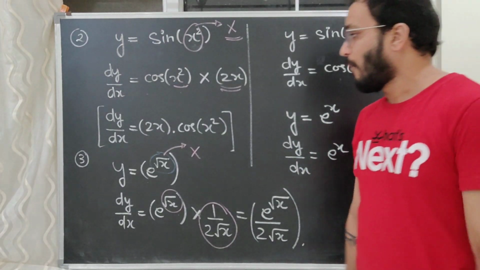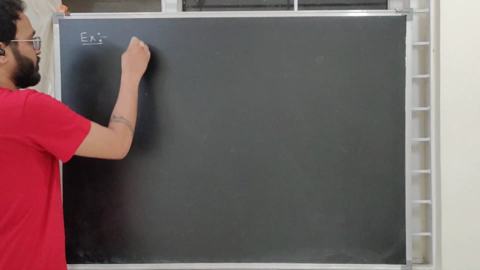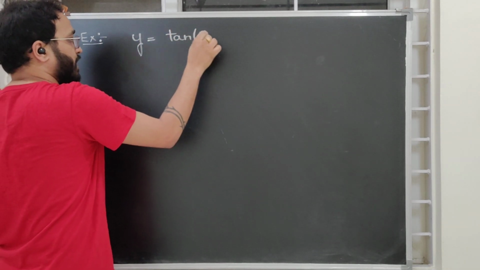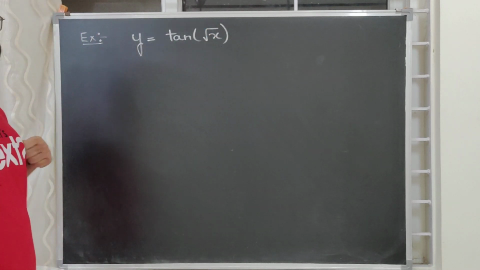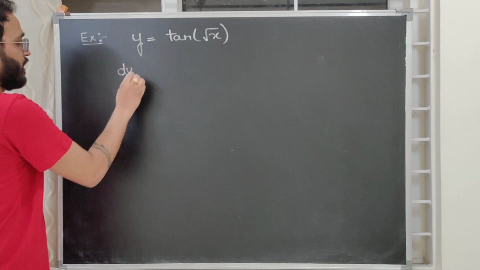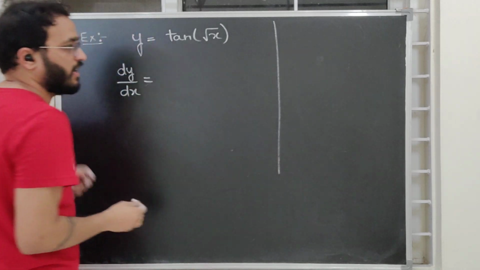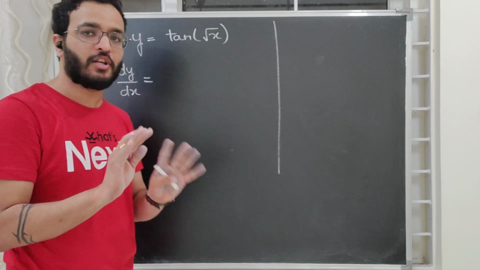Okay, let's take some more examples. That will be better. Let's take another example. This is a very simple one. Suppose y is given to you as tan of root x. Now you have to differentiate this. Again, you will say, sir, if instead of root x, x had been given to you, then the derivative of tan x is sec square x. Okay, fine.